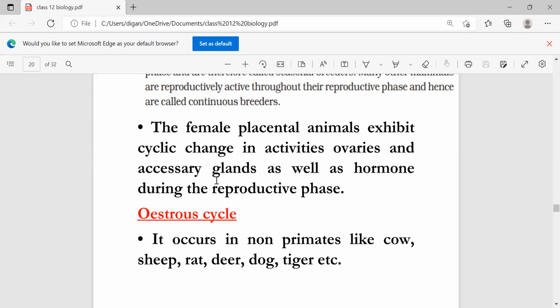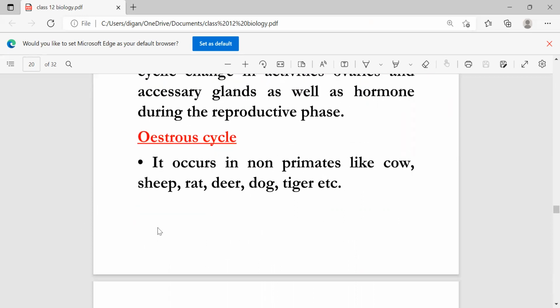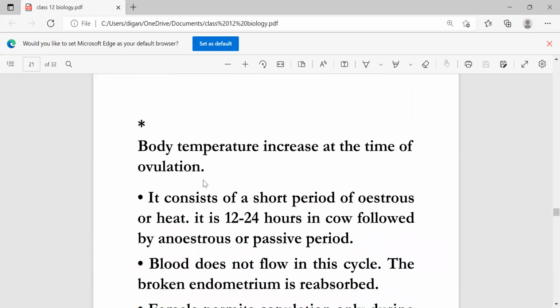And depending upon these changes, females are divided into two types. The first one is the oestrous cycle. This occurs in non-primates, for example cow, sheep, rat, deer, dog, tiger, etc. In the females of these animals, the cycle is known as the oestrous cycle. So here what happens? The body temperature increases at the time of ovulation. The second point you have to remember: it consists of a short period of oestrus or heat. It means the ovulation period is very hot, very short, and during that period their body temperature increases.